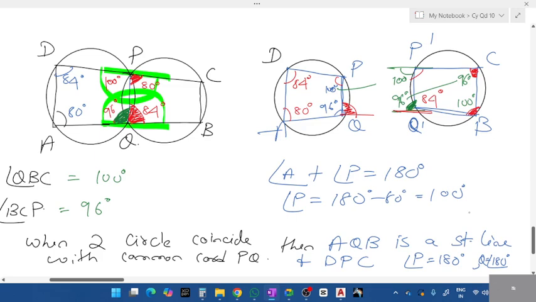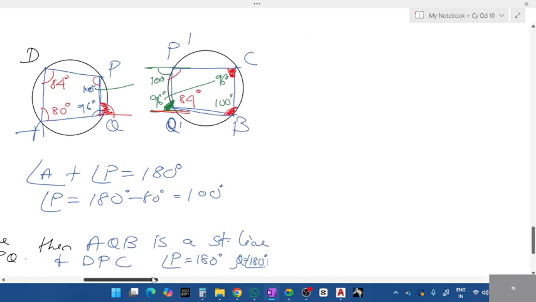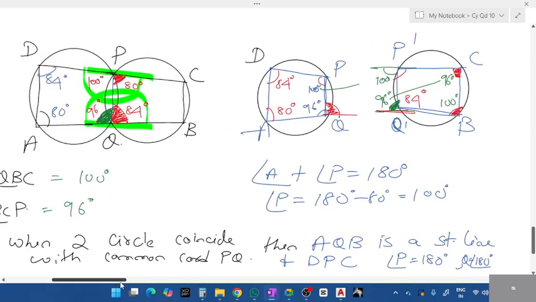Okay, two circles should coincide, students, not be next to each other. If they are next to each other like this, then the values will be different. Forget about this, we'll do that later. For now, make a note of this.